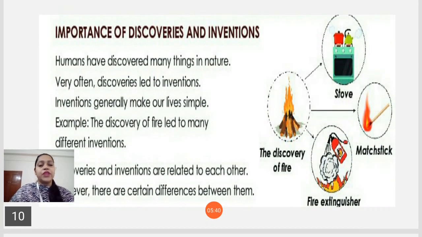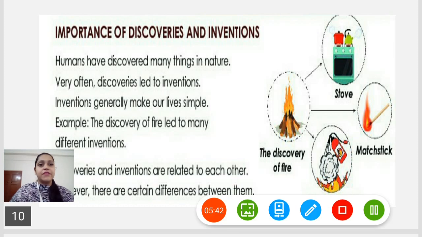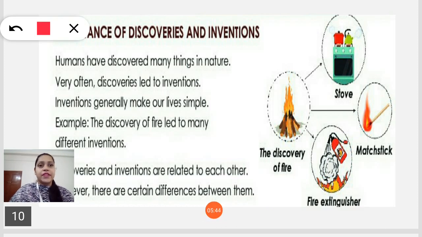Then we come to the importance of discoveries and inventions. How discoveries and inventions are important. Now children, discoveries have led to inventions.